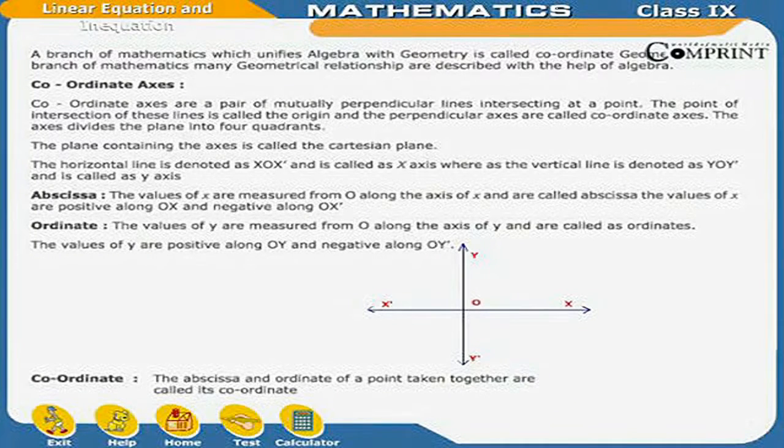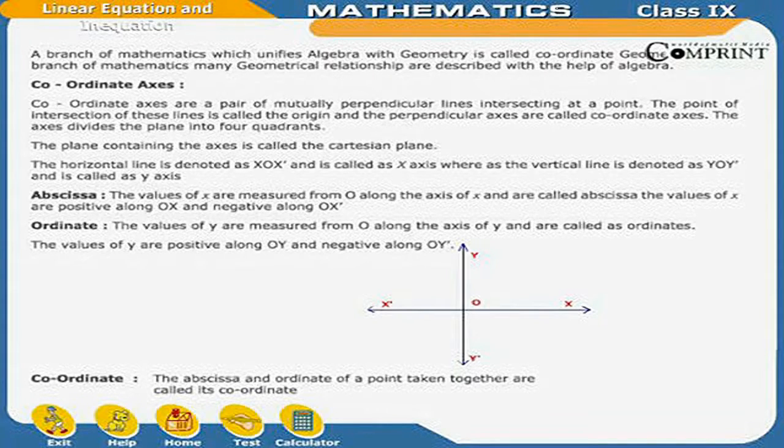Linear equations and inequalities. A branch of mathematics which unifies algebra with geometry is called coordinate geometry. In this branch of mathematics, many geometrical relationships are described with the help of algebra. Coordinate axes. Coordinate axes are a pair of mutually perpendicular lines intersecting at a point. The point of intersection of these lines is called the origin, and the perpendicular lines are called coordinate axes.